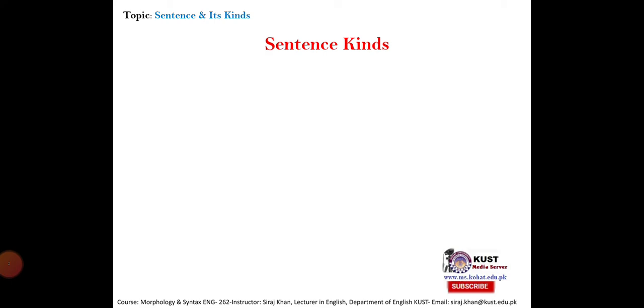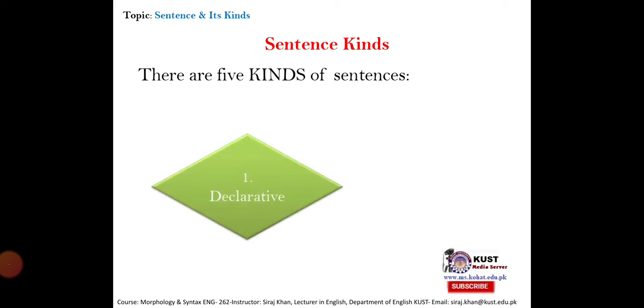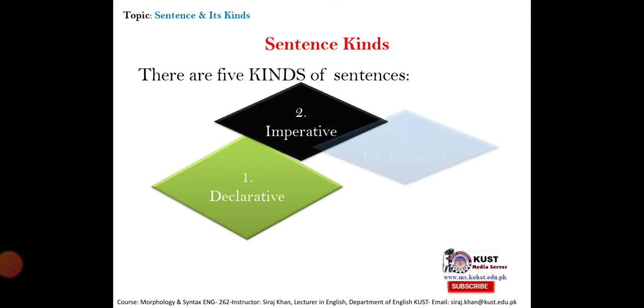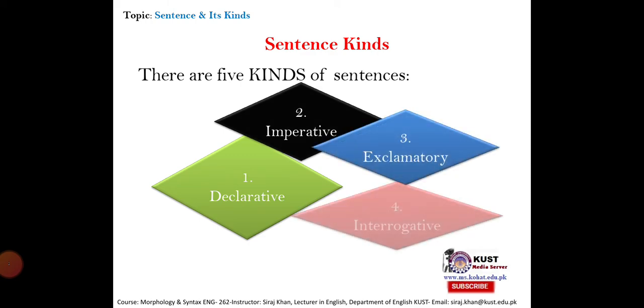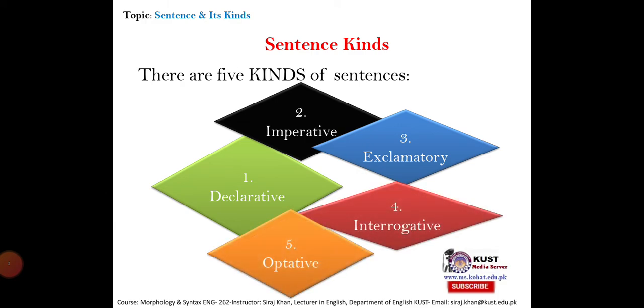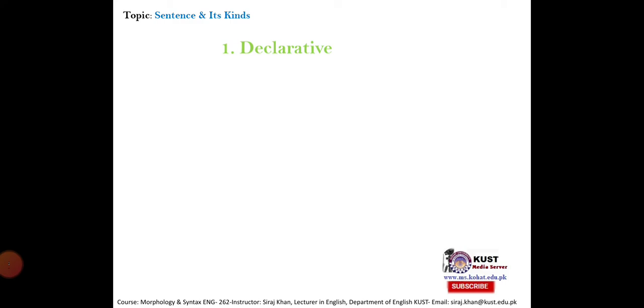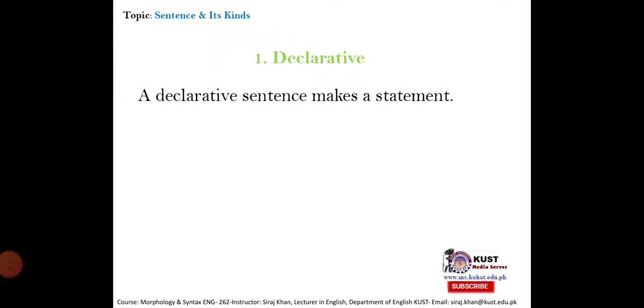Now, sentence kinds. There are 5 kinds of sentences. First, declarative sentence, imperative sentence, exclamatory sentence, interrogative sentence, and optative sentence. A declarative sentence is the one that states a fact and ends with a full stop. It is so called because it states or declares something. We can call it a statement sentence, a sentence where we can make a statement about someone or something. It is punctuated by a period, full stop.